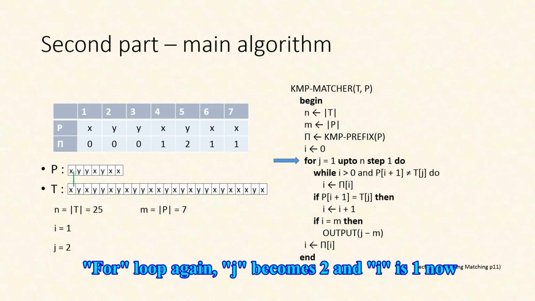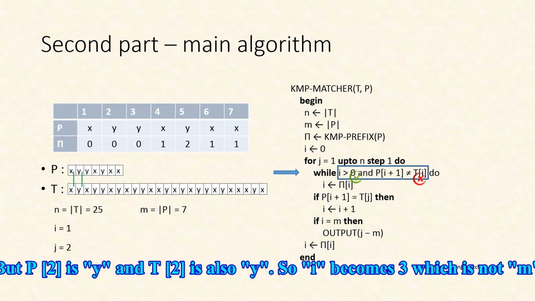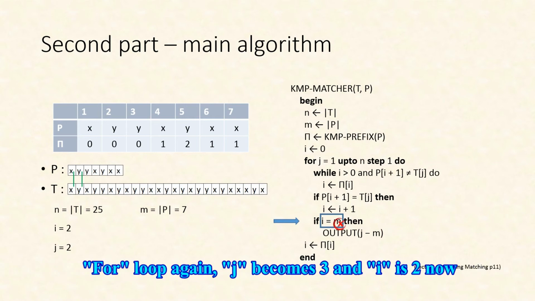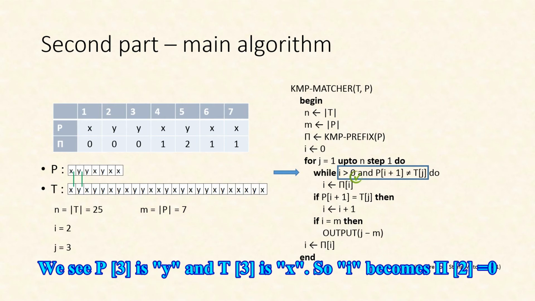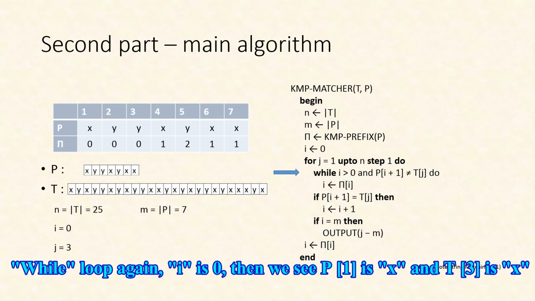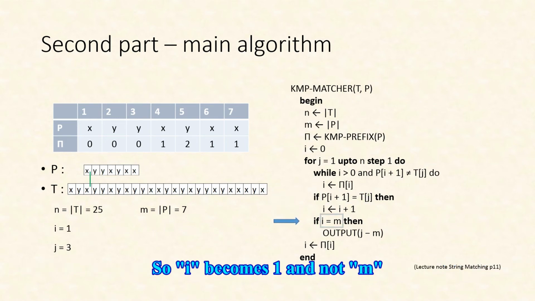For loop again. j becomes 2, and i is 1 now, and p2 is y, and t2 is also y. So i becomes 2, which is not m. For loop again. j becomes 3, and i is 2 now. We see p3 is y, and t3 is x. So i becomes pi[2], 0. While loop again. i is 0. Then we see p1 is x, and t3 is x. So i becomes 1, not m.